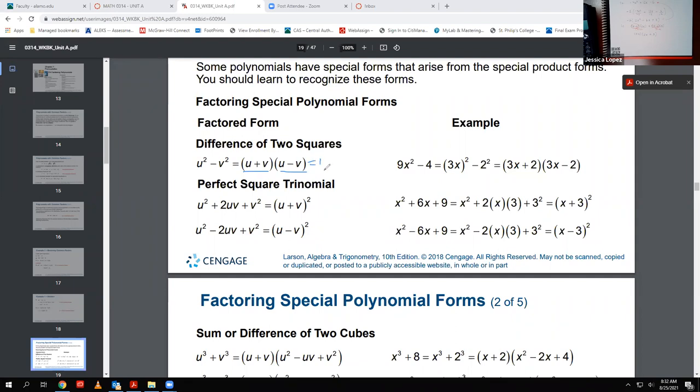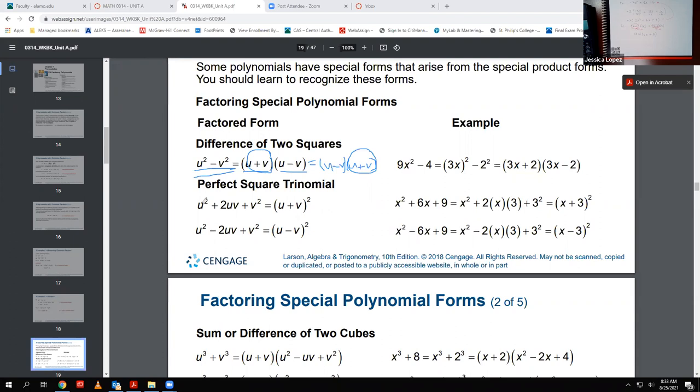Remember, this is the same thing as u minus v and u plus v. Remember that commutative property for multiplication. It doesn't matter whether you put this factor in the front or whether you put it in the back. It's the same product, okay? It will give you the same result after you multiply and combine your like terms, okay? So I don't want you to think that the front factor always has to have a plus and the one in the back has to always be a minus. You can put the minus in the front and then the plus in the back. It makes no difference, just so long as one factor has a plus and one factor has a minus, okay?